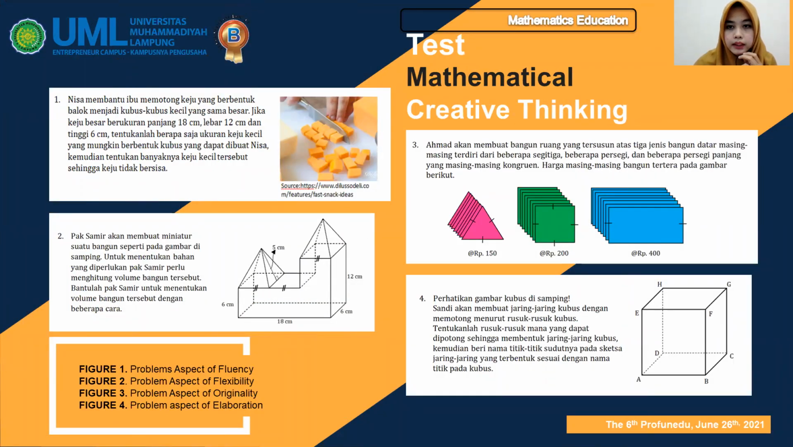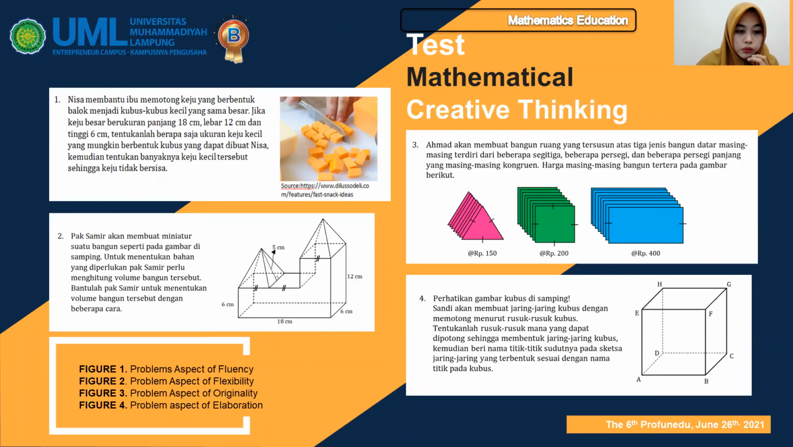This is the test of mathematical creative thinking. Figure 1 is the problem aspect of fluency. Figure 1 measures the fluency aspect of student mathematical creative thinking ability. Students are expected to find the solution to the problem with several answers and various methods.